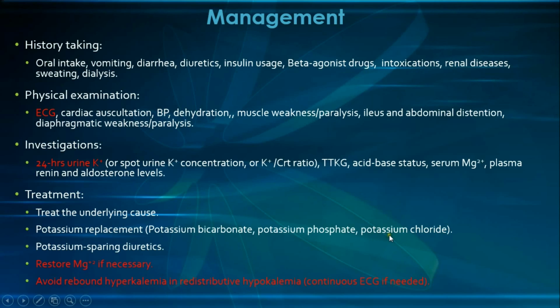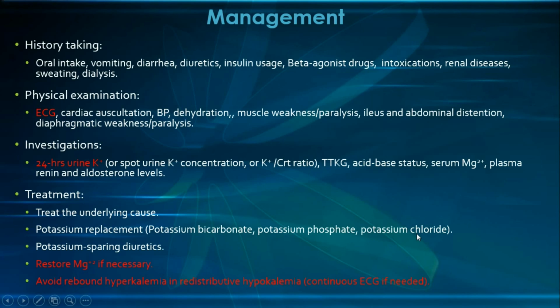And the last one is potassium chloride, which is actually the most commonly used form of potassium supplements for two reasons. The first one is that it replaces the chloride, which is commonly lost in hypokalemic patients due to diuretics or vomiting. And the second reason is that chloride is primarily an extracellular anion, unlike the bicarbonate, which is more intracellular to some extent than chloride.